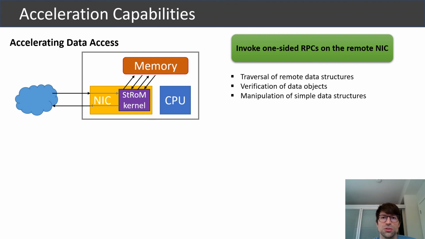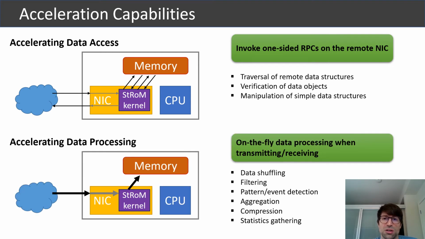This example has shown us how StRoM can be used to accelerate data access by deploying and invoking RPCs on the remote NIC. In the same way, operations such as the traversal of remote data structure, consistent access of data objects, or the manipulation of simple data structures can be accelerated.